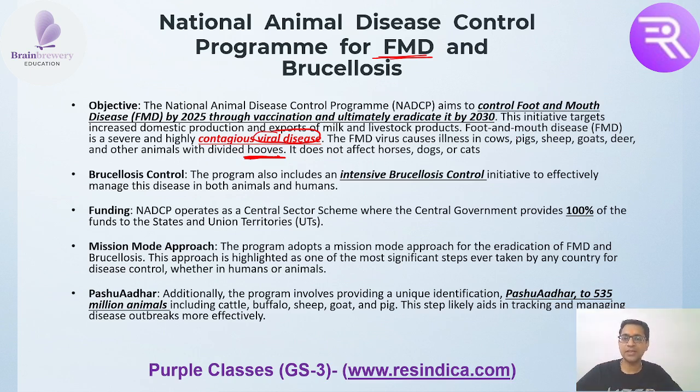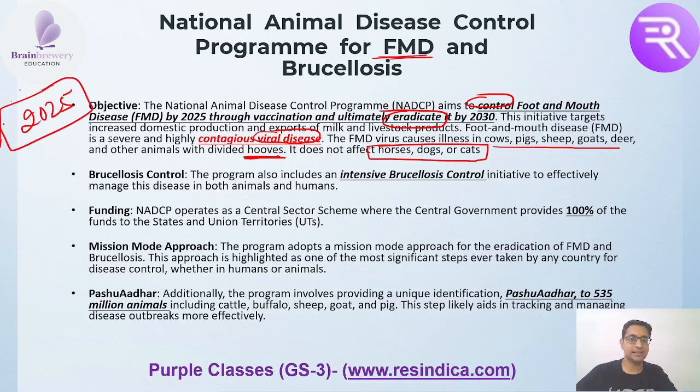So this causes illness in cow, pig, sheep, goat, deer and various other animals. It doesn't affect horses, dogs and cats. It especially attacks the cattle population. So the Indian government has taken this up in mission mode: by 2025 we will control the FMD disease, and by the end of 2030 we will be permanently eradicating it. That means by 2025 we will not be adding any new cases, and by 2030 whatever cases were detected will be treated.